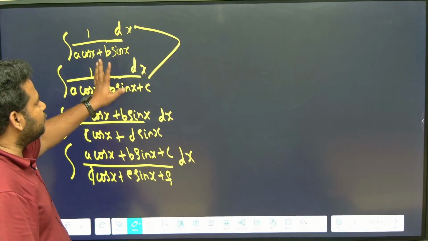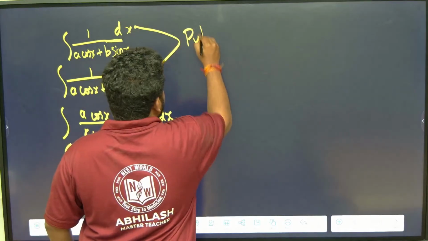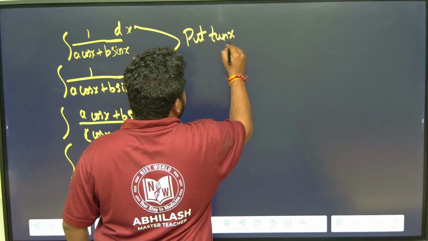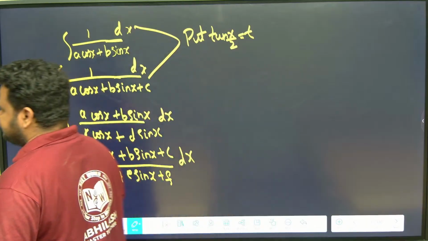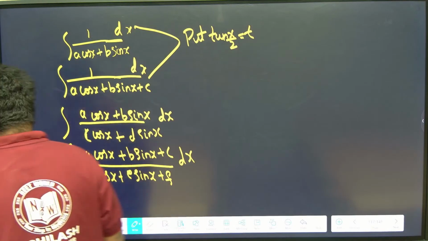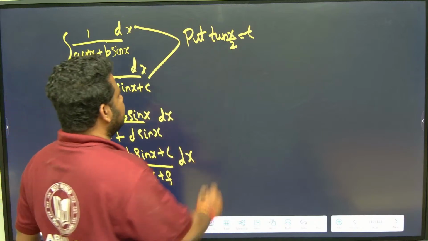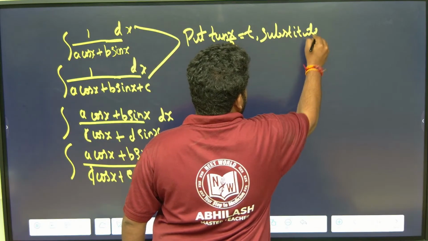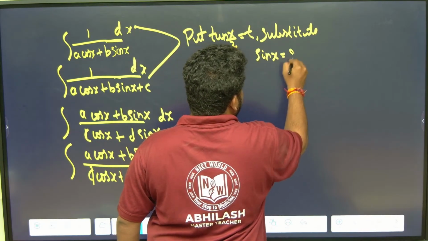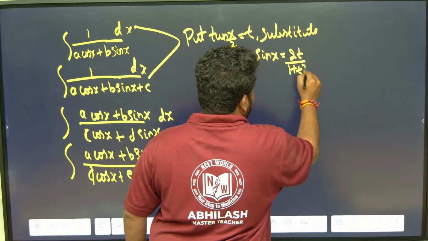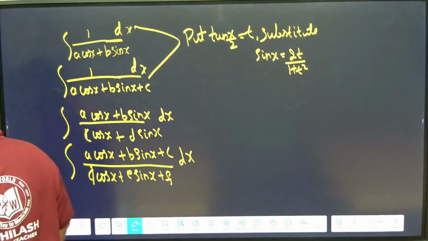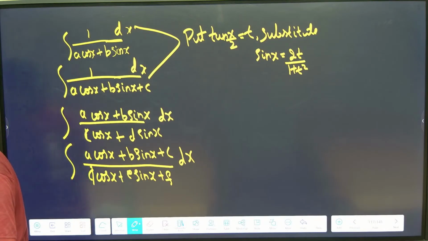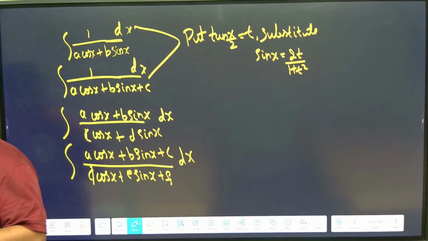What we have to do here? I told you, you have to do some substitution. Put tan x by 2 is equal to t. If you put tan x by 2 is equal to t, you will substitute sin x as 2t by 1 plus t square. I hope it is visible clearly. So let me zoom it further. It will be 2t by 1 plus t square.